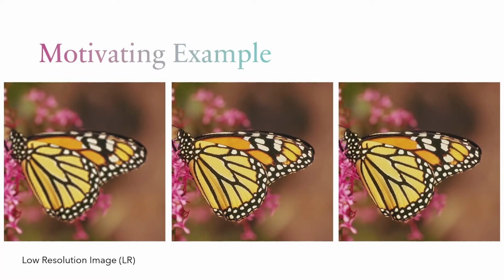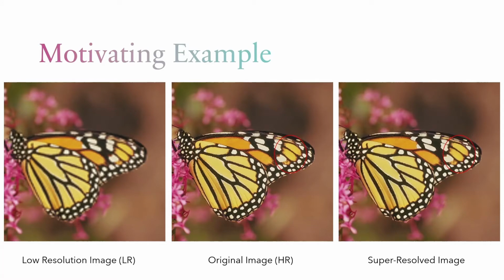Now, I will reveal the answer. The middle image is the original image. They look pretty similar, right? The rightmost image is the super resolved image, also known as SR image, obtained by passing the low resolution image through a state-of-art super resolution convolution neural network.